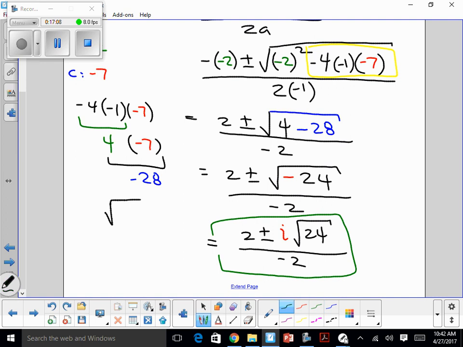So this in here could be rewritten as negative 1 times 24. And we take out the negative 1, it just turns into i, because the square root of negative 1 is i. Take a look. This red i is the thing that will get you what you need or mess you up.